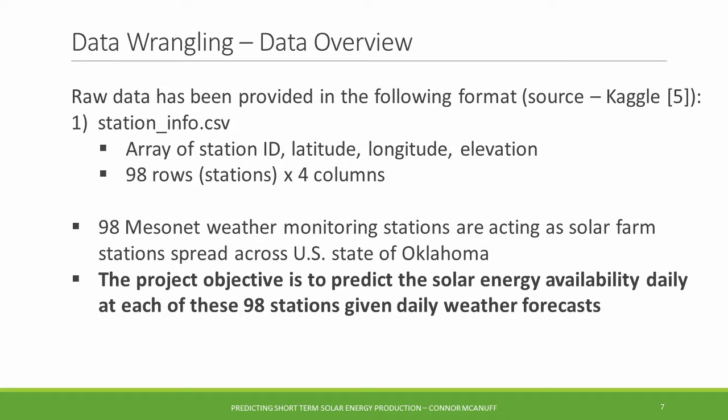The dataset was supplied for a Kaggle competition back in 2013. We are provided with a CSV file that holds a 98-row by 4-column array. The 98 rows are 98 Mesonet weather monitoring stations spread across Oklahoma. These Mesonet stations are to act as theoretical solar farm locations. We are provided with each station's ID, latitude, longitude, and elevation. The project objective is to predict the solar energy availability daily at each of these 98 stations, given weather forecasts.